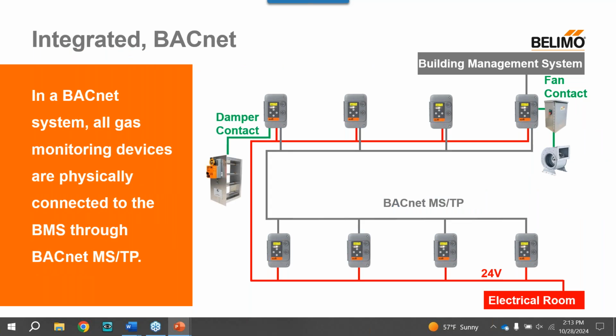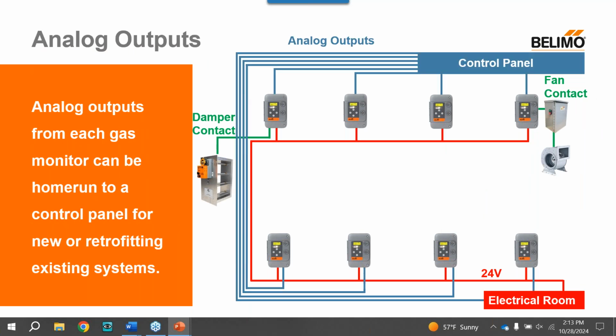The fifth topology is a BACnet only network. Here all devices are physically connected to the BMS through BACnet MSTP. And the sixth topology does not use BACnet or CAN bus, but rather home runs the analog outputs from each gas monitor back to a central control panel. And this we see typically to retrofit existing gas monitoring systems that want to be replaced with a Belimo solution.